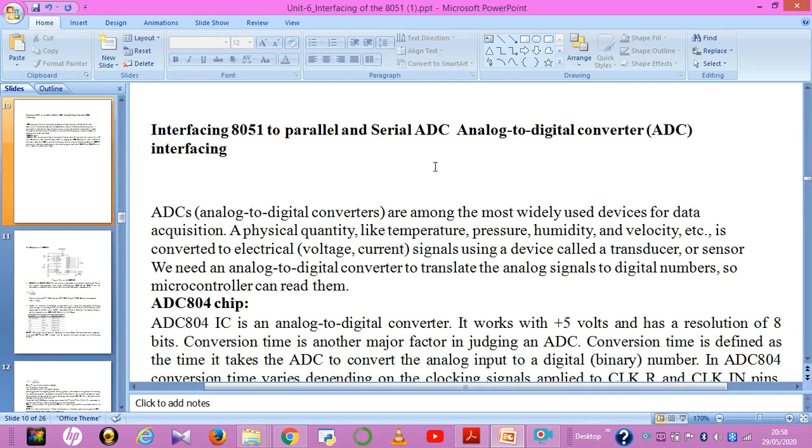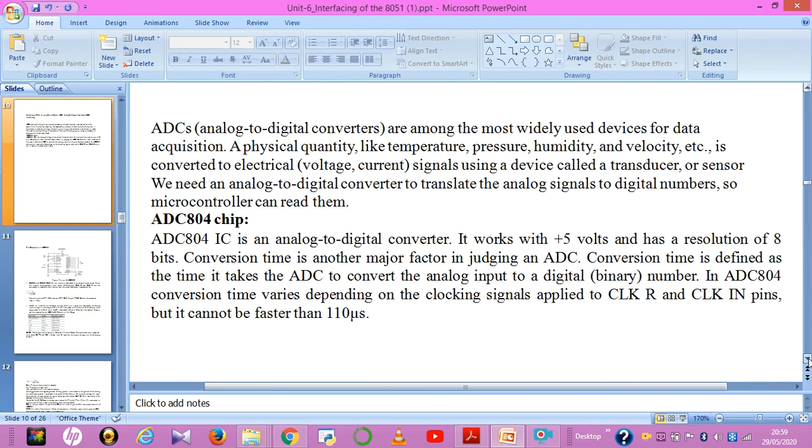Next is how to interface the 8051 to a parallel or serial ADC, that is, an analog to digital converter interface. This is going to generate different digital values. Analog to digital converters are among the most widely used devices for data acquisition.